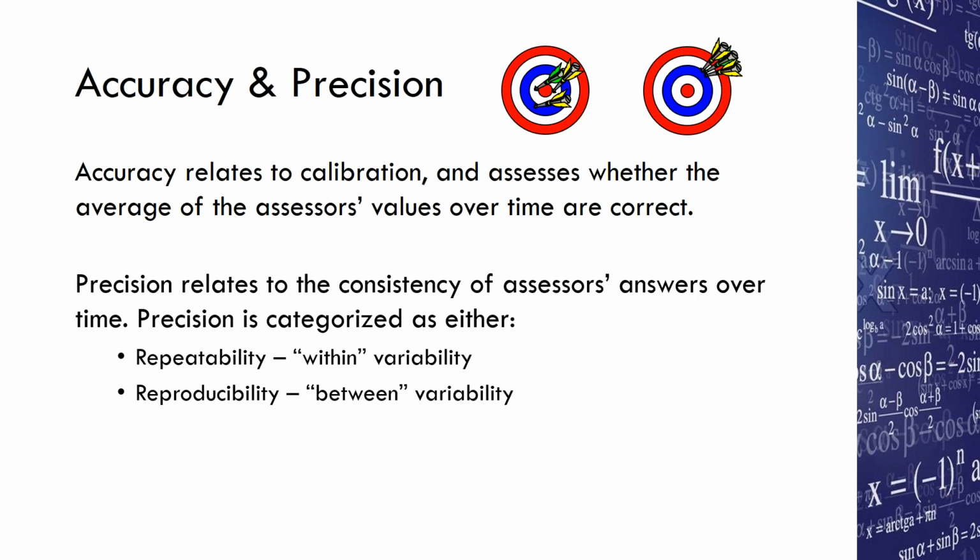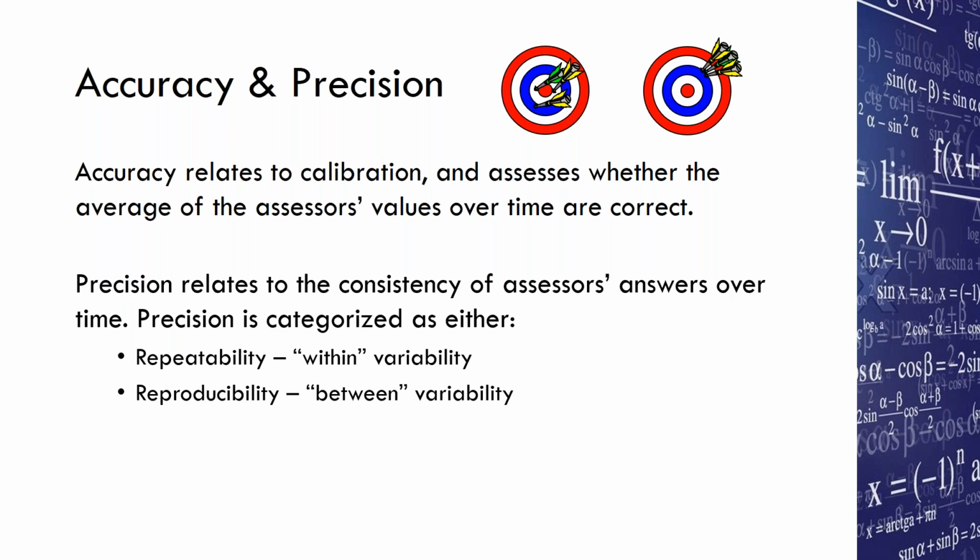But precision is something that's completely different. Precision relates to the consistency of the answers over time. Again, you can see the bullseye now at the top right of the screen shows a bunch of darts that, although they're far away from the target, are very, very closely clustered together. So those would be considered precise.